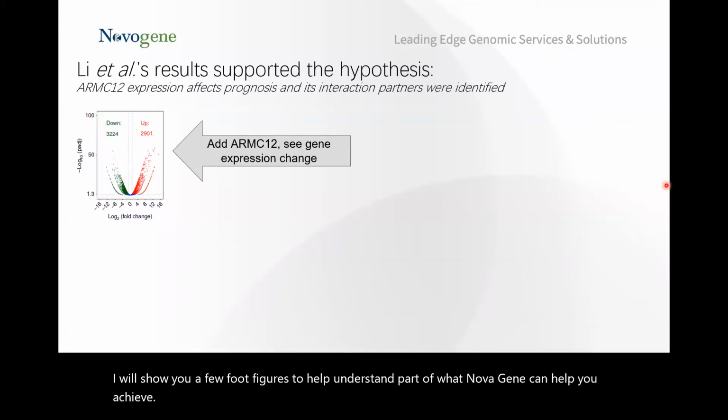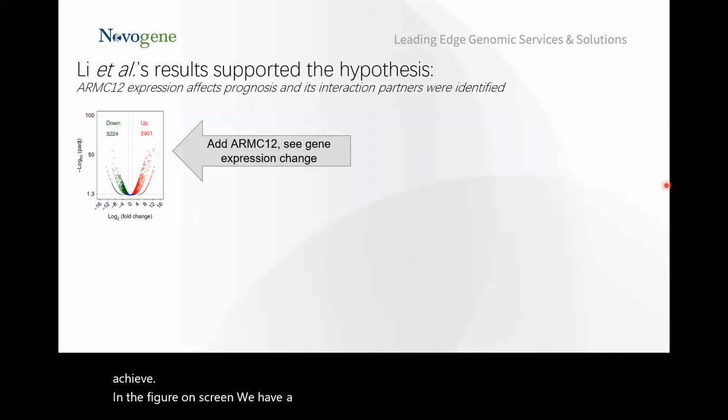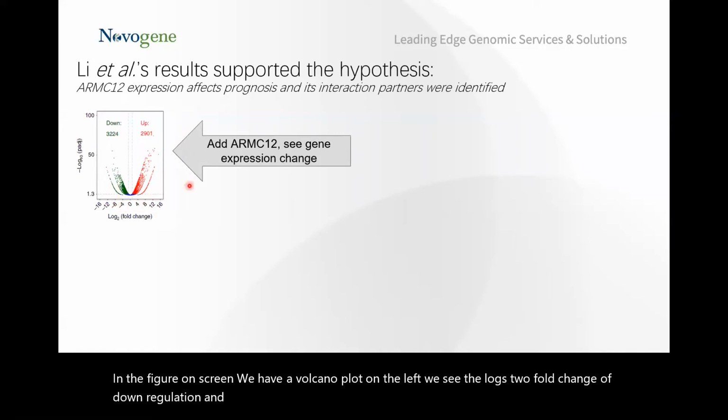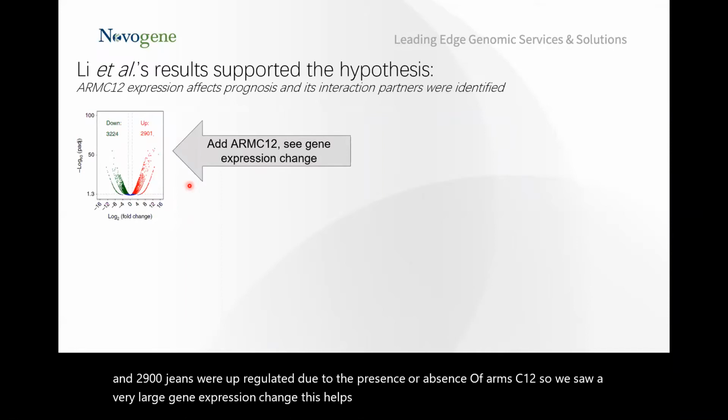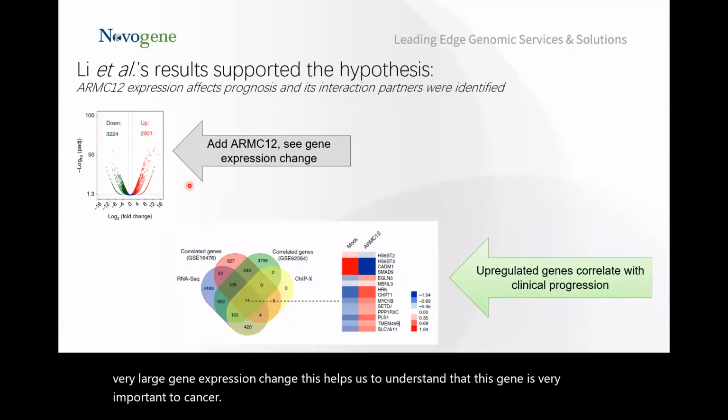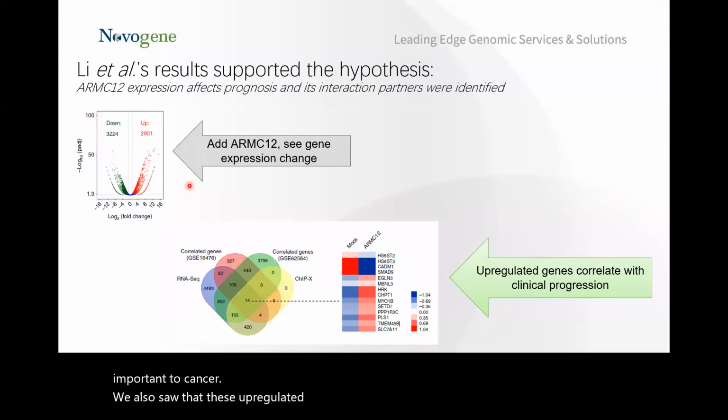In the figure on screen, we have a volcano plot. On the left, we see the log two-fold change of downregulation and the upregulation on the right. We see that 3,200 genes were downregulated and 2,900 genes were upregulated due to the presence or absence of ARMC12. So we saw a very large gene expression change. This helps us to understand that this gene is very important to cancer. We also saw that these upregulated genes correlated with clinical progression.